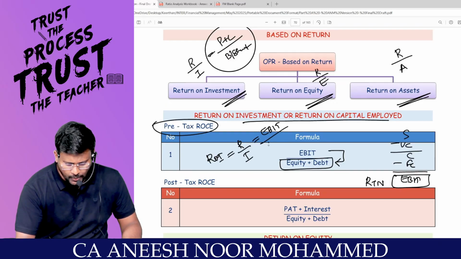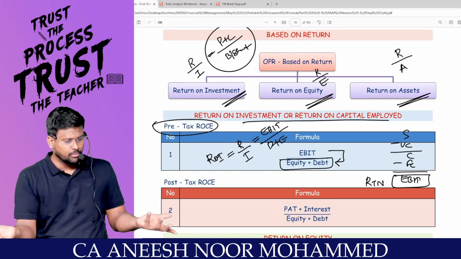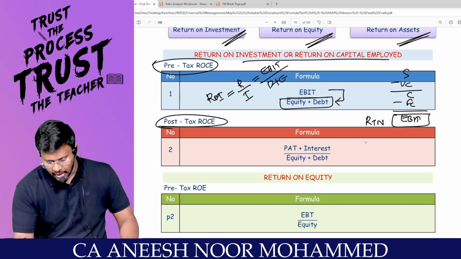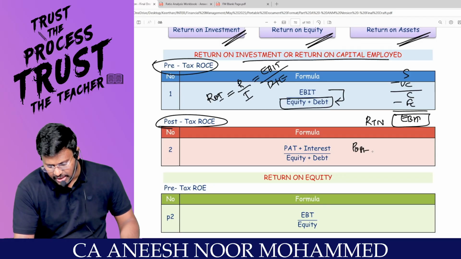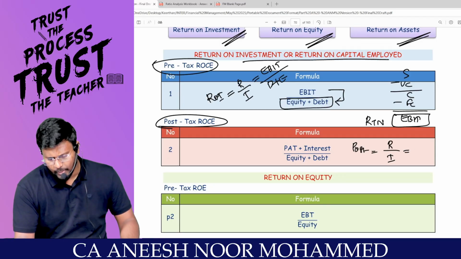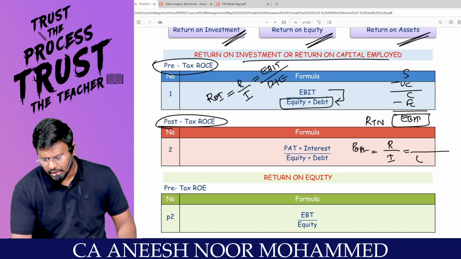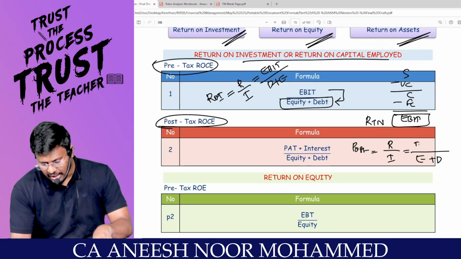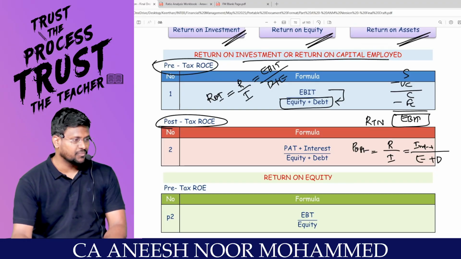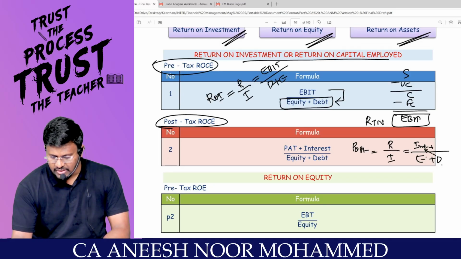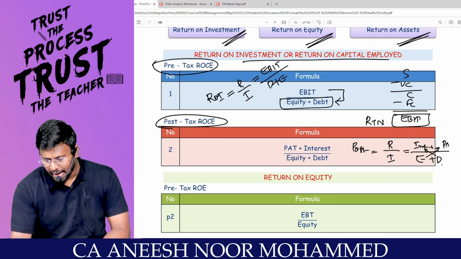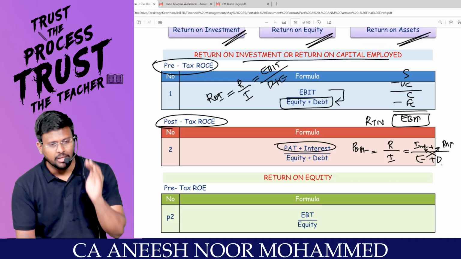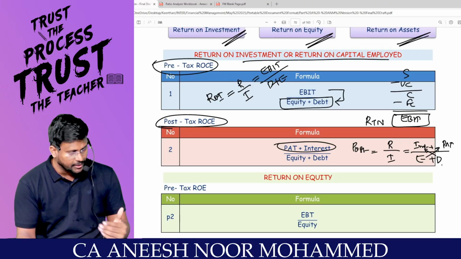EBIT. Sir, what is your investment? Debt plus equity. That's it, game over. If it is post-tax return on investment, post-tax return is equal to return divided by investment. Investment will not change: equity plus debt. After paying tax, interest we will get, right? Debt holders will get interest and equity shareholders will get PAT. So basically the return will be PAT plus interest divided by equity plus debt.